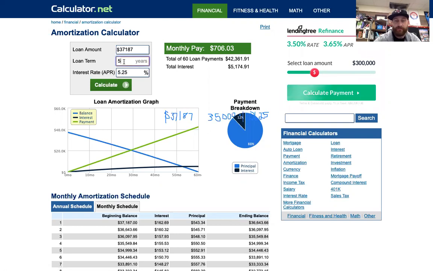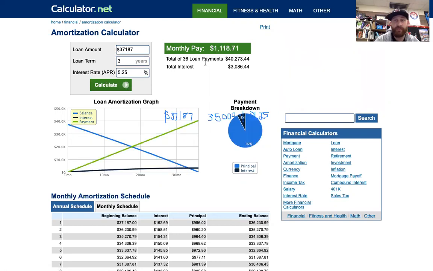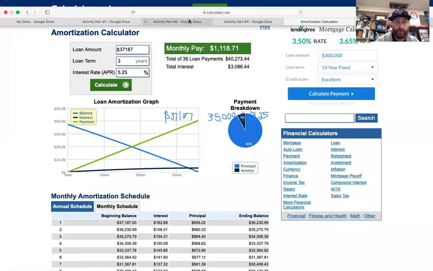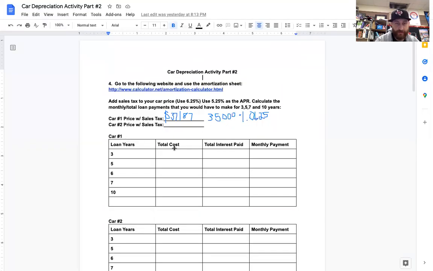I think the first one is actually 3. So I'll go to 3 years. We'll do it off 3. But if you look right up here on this part of the worksheet, it gives you your monthly pay, gives you your total amount of the loan. It even gives you your total interest. That's exactly what I was asking for on this paper. So you fill out the total cost, total interest, the monthly payment. Then you do that for all the years.